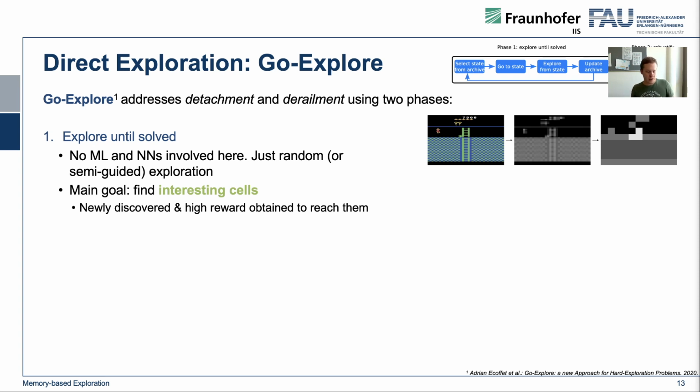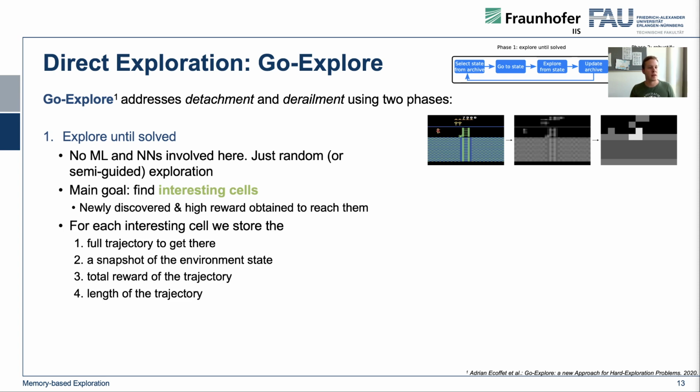The main goal of the agent is to find interesting cells. What defines an interesting cell? It means that it's a newly discovered cell, or it's also a cell that has a high reward obtained in order to reach the state. So if the entire trajectory sequence has a high reward, then it's also an interesting cell. It's not only the novelty of the cell itself. How can they actually do this? What do they need for this?